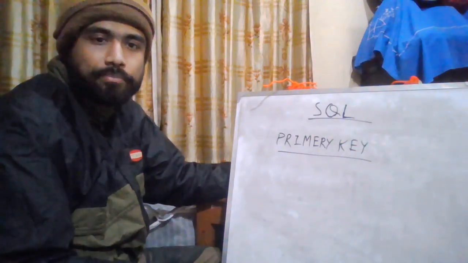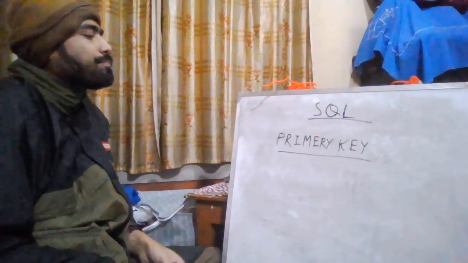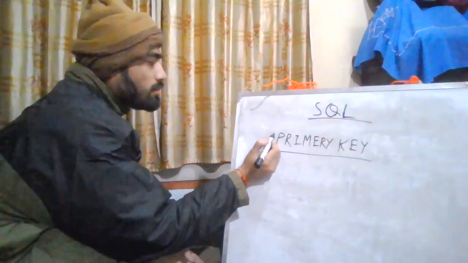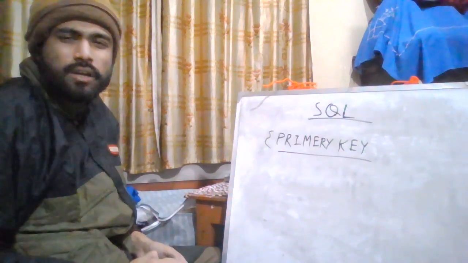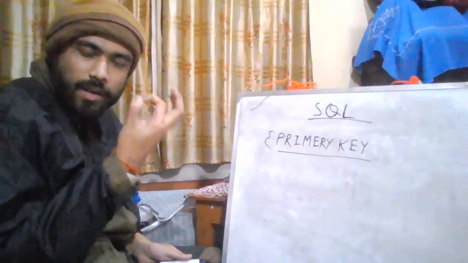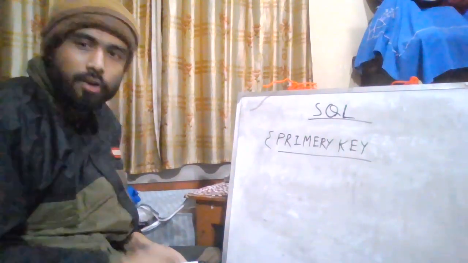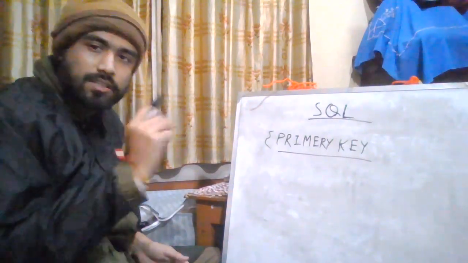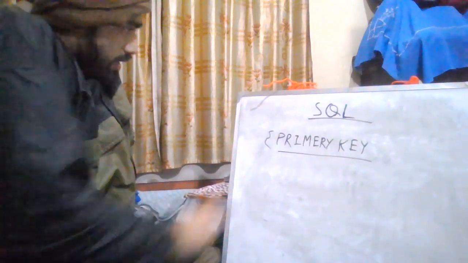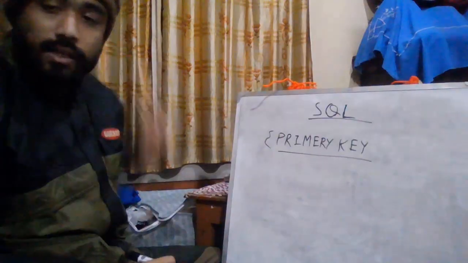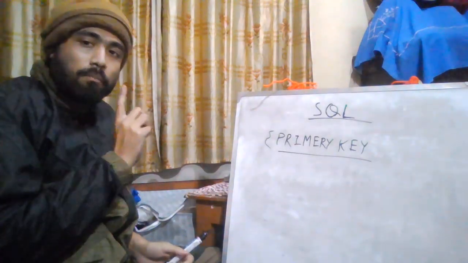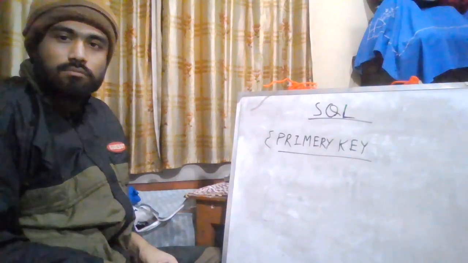What is primary key? Primary key is basically a key value. Key value means it is a unique value, isn't it? Key means very important. If something is very important, you want it to be unique. For example, if some column is primary key, that means that each and every record must have that value, associated value.